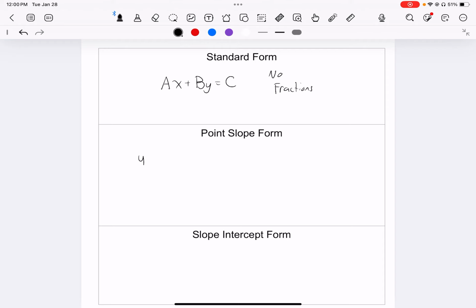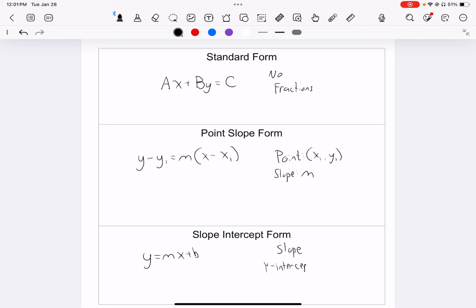Point slope form is y minus y1 equals m parentheses x minus x1. And in point slope form, we can determine a point and the slope. So the point is going to be x1, y1, and the slope is going to be m. Slope-intercept form is y equals mx plus b. In slope-intercept form, we can determine the slope and the y-intercept. The slope is still m, and the y-intercept is b.